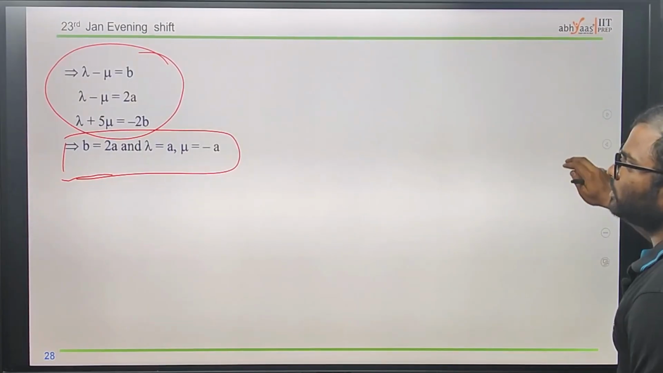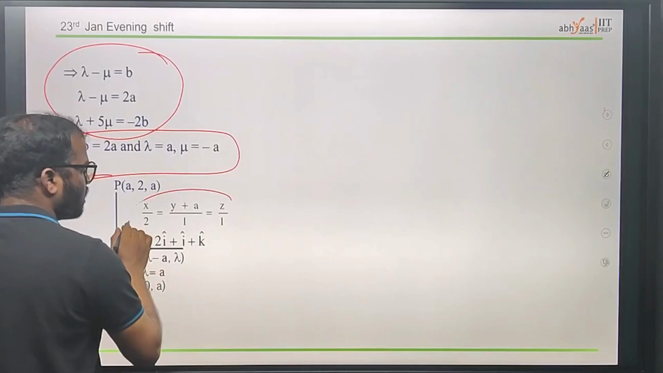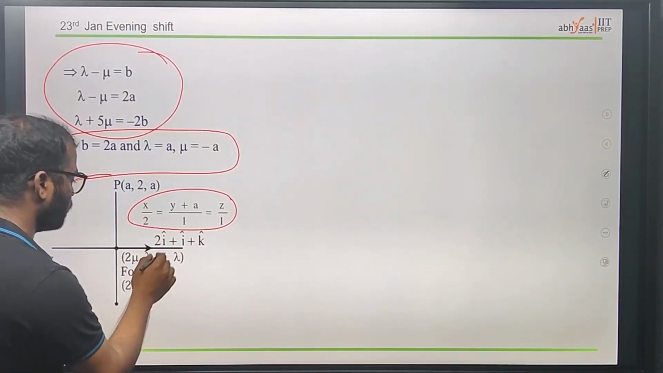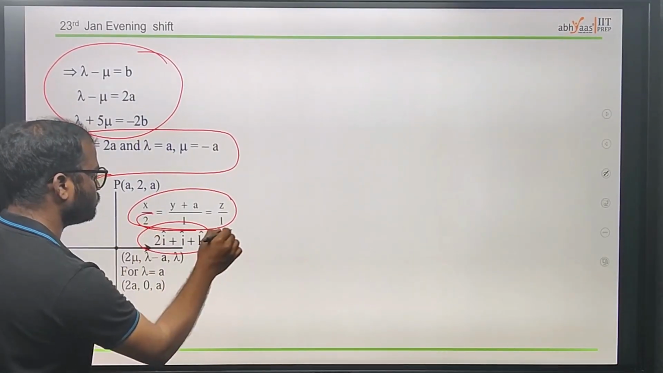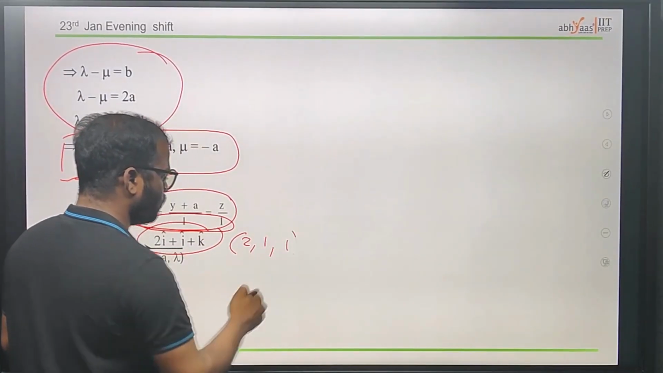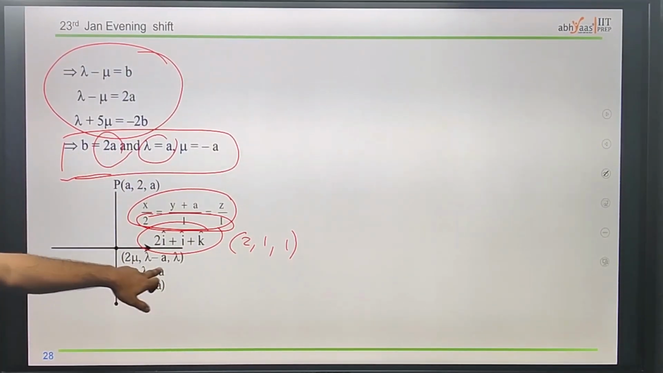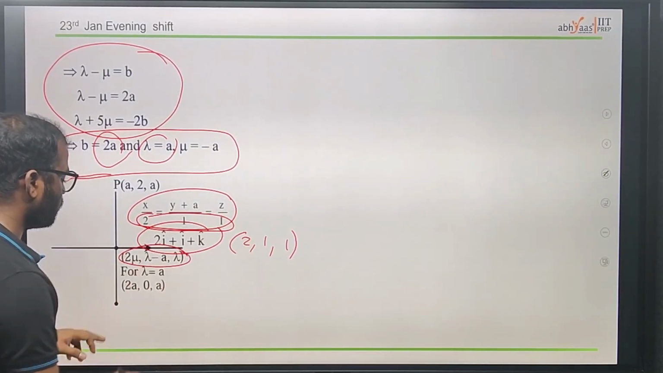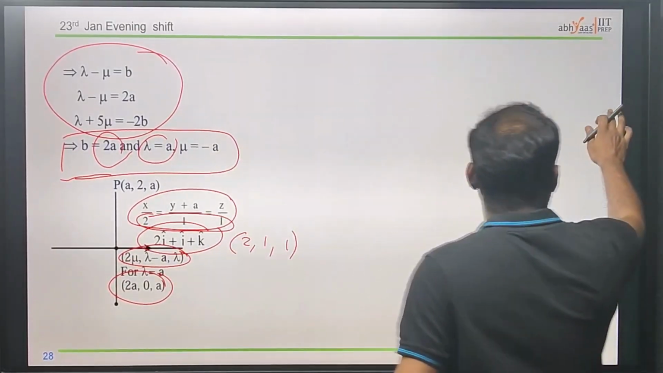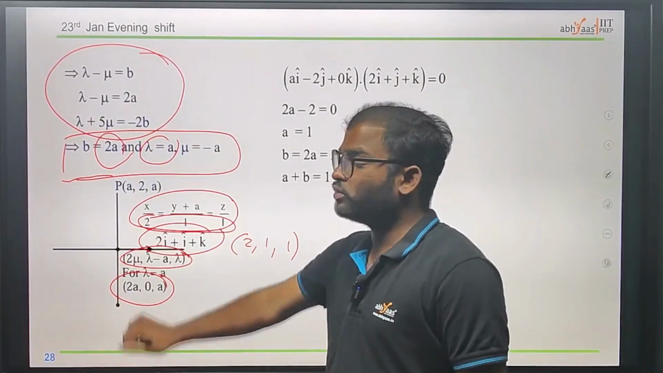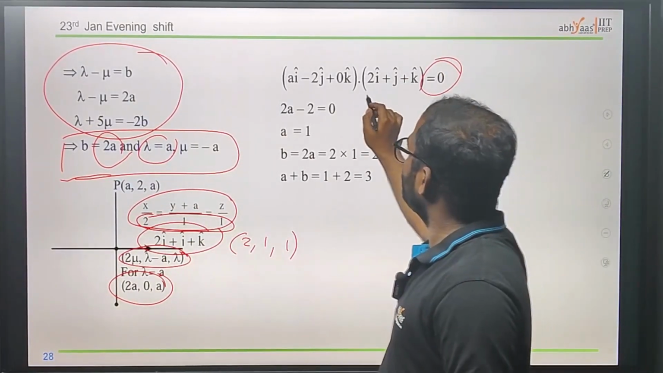Now we need to find lambda. See here, from the given line, from P to Q we have 2 i cap plus j cap, from this ratio 2, 1, 1. Just substitute those values of lambda and a in place of this here, and we can easily find it. For lambda a, we will have 2a, 0, a. Since we know the foot of the perpendicular, taking the product of those two and setting it equal to 0, we can easily find the a value.